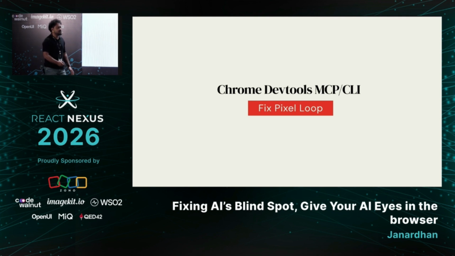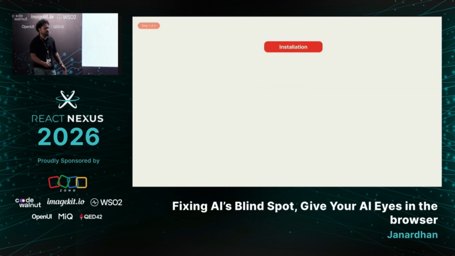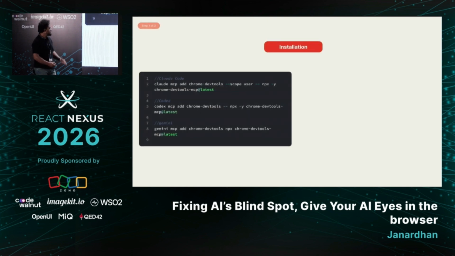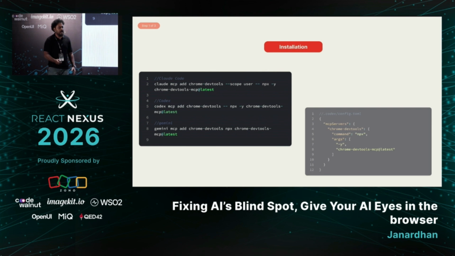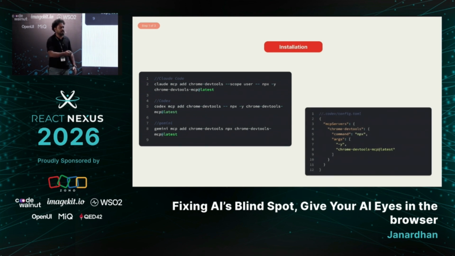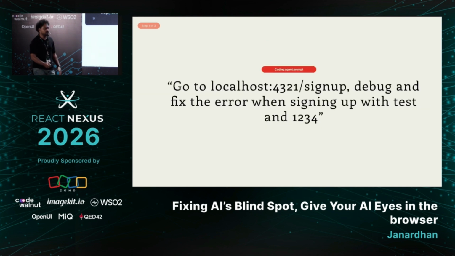So let's go step by step. First, let's go with the Chrome DevTools MCP and how it fixes the pixel loop, right? These are simple steps. You can use any agent. You can add the MCP server directly with these commands, and after adding the command, it will generate this config in whatever MCP tool agent you're using, and it will add this small entry in your MCP servers.